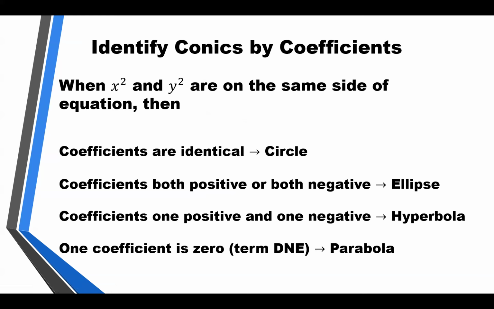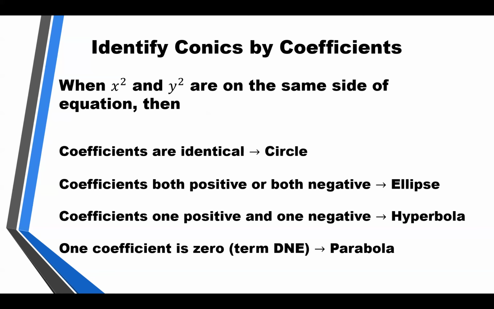So if we're given any polynomial of degree 2 in two variables, x and y, then I can identify the conic section we have by simply looking at the coefficients of the x squared terms and the y squared terms if they're on the same side of the equation. If x squared terms and y squared terms are on the same side of the equation and the coefficients for those terms are identical, then we have a circle.